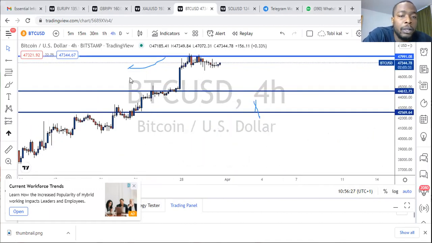Okay, so look at all this. But I won't short Bitcoin right now. I won't short it because anything can happen with crypto at any time. So let me look at USD CAD.